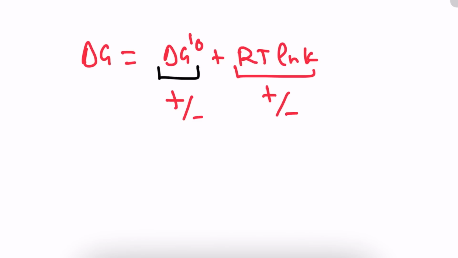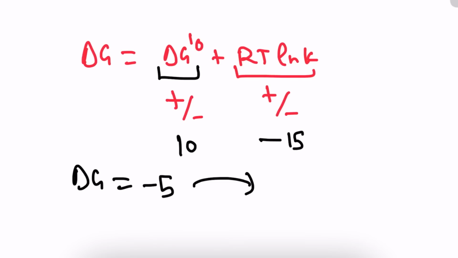Let's suppose you have the value of delta G prime naught as 10, and let's suppose if you calculate this other value, it comes out as minus 15. Then delta G will come out as 10 minus 15, that is minus 5, so it will be negative. So if you solve this and get a negative value, then you can say the reaction is spontaneous at actual condition.